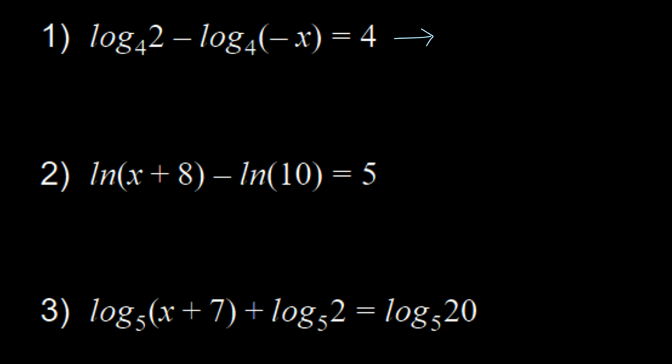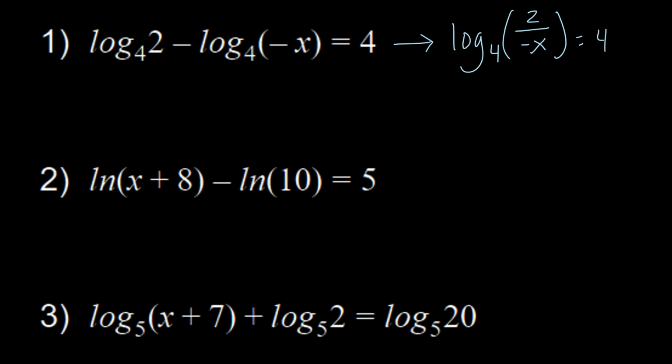When we're subtracting two logs, it can be condensed into one log. By noticing that these are being subtracted, subtracted logs can be condensed into division. So log base 4 of 2 over negative x equals 4. Is my log all by itself?